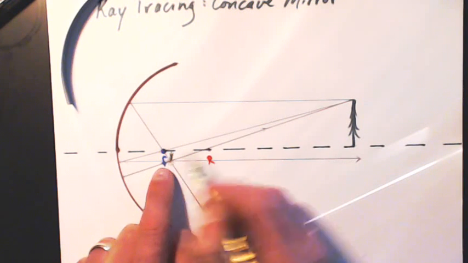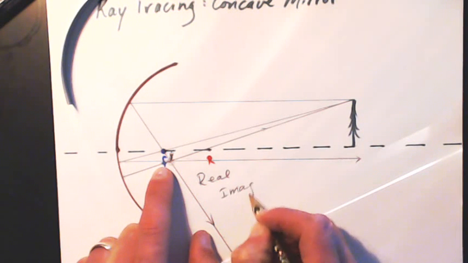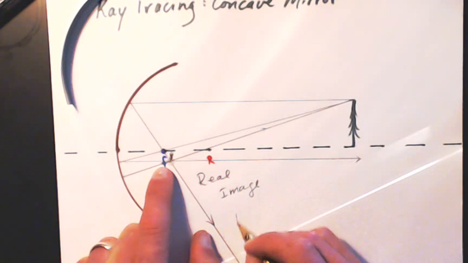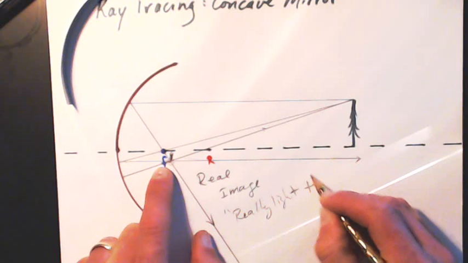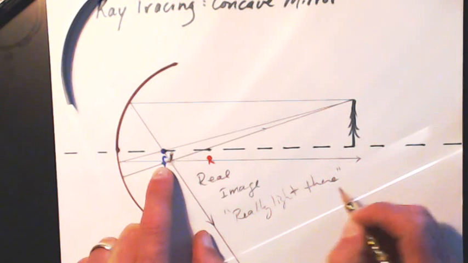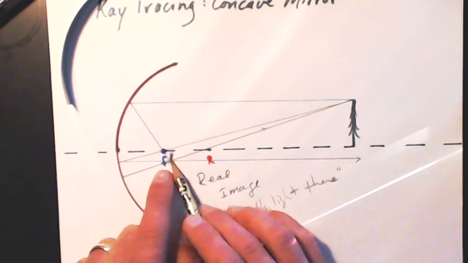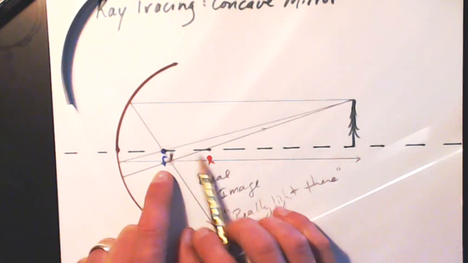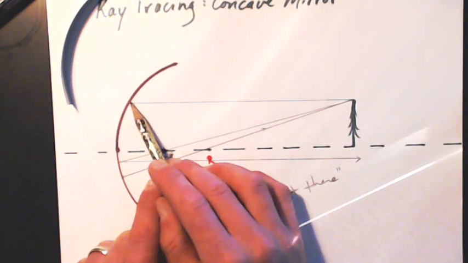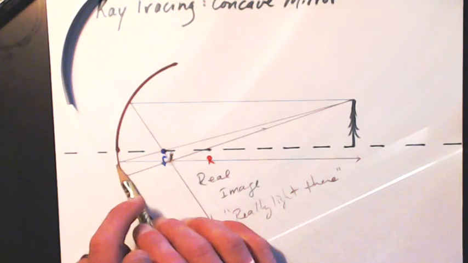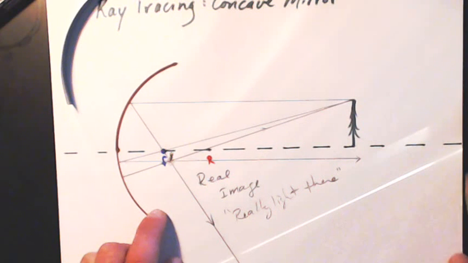There is light here, so this is what's known as a real image, because there's really light there. You can almost read it. So this is ray tracing a concave mirror when you are outside the focal length. So to recap, parallel lines go through the focus, lines through the focus come out parallel, lines through the center come back out where they came from.